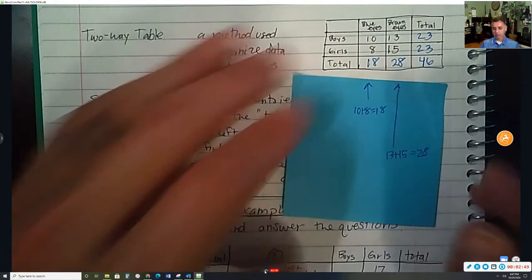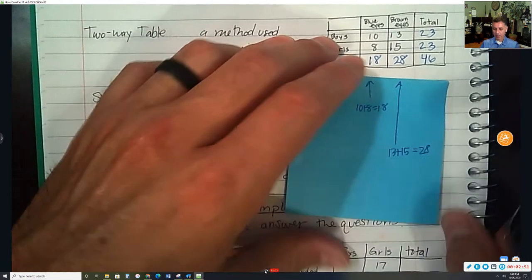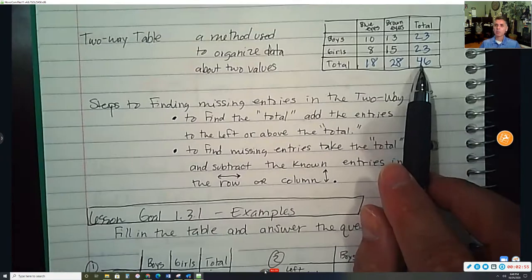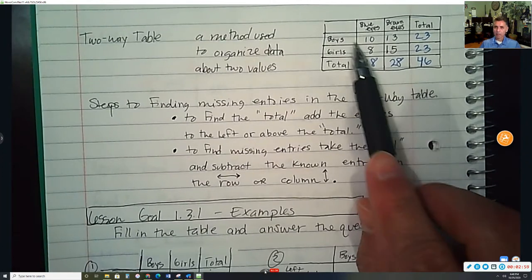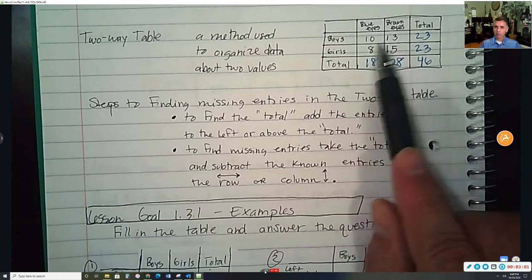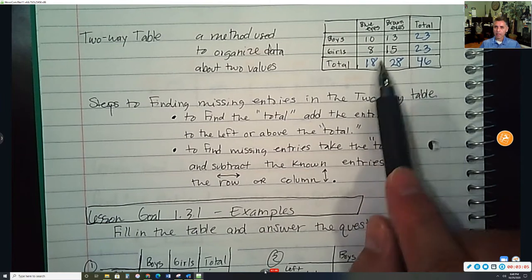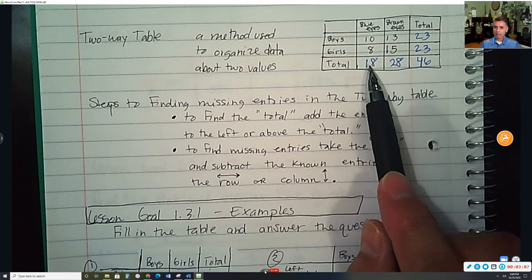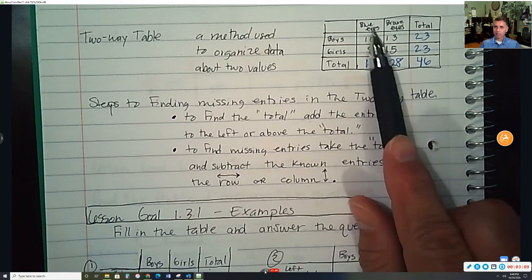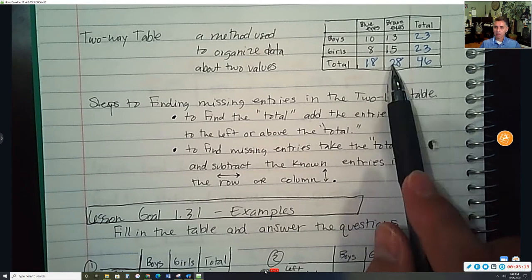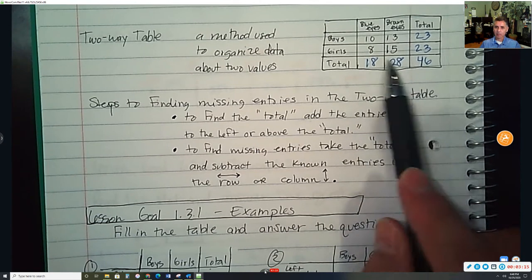Now, a couple of things about the two-way table. This number here tells us how many boys and girls there were total. There were 23 boys and 23 girls. 18 of them had blue eyes and 28 had brown eyes. That's what these numbers all represent.